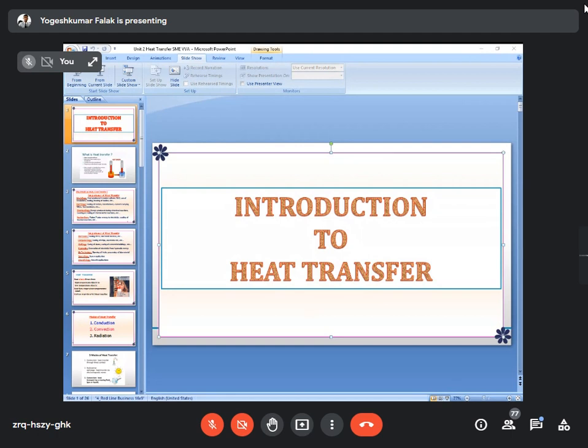Second is electrical engineering. Cooling of motors, transformers, current carrying wires, and fans and regulators.